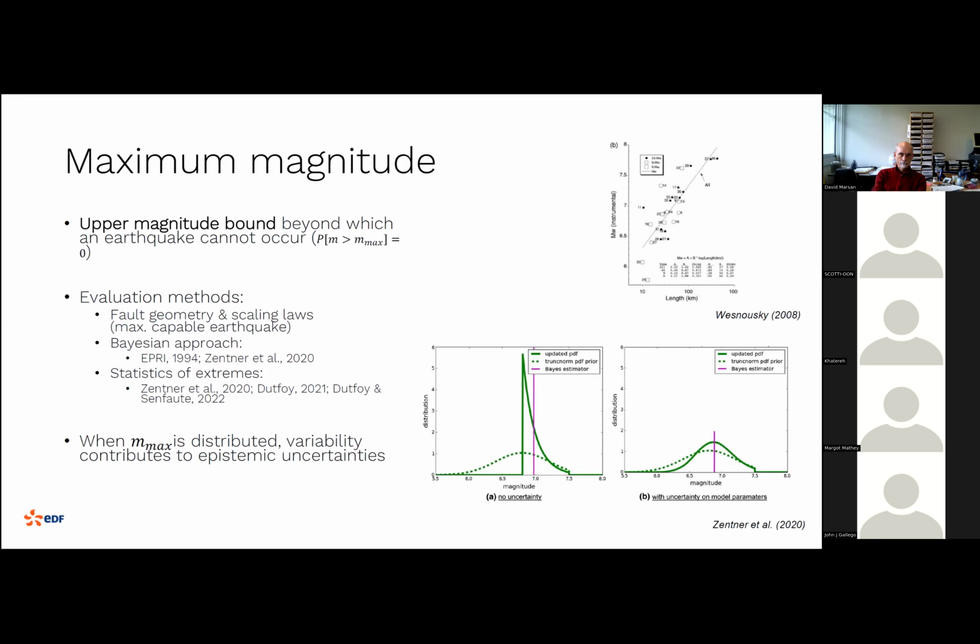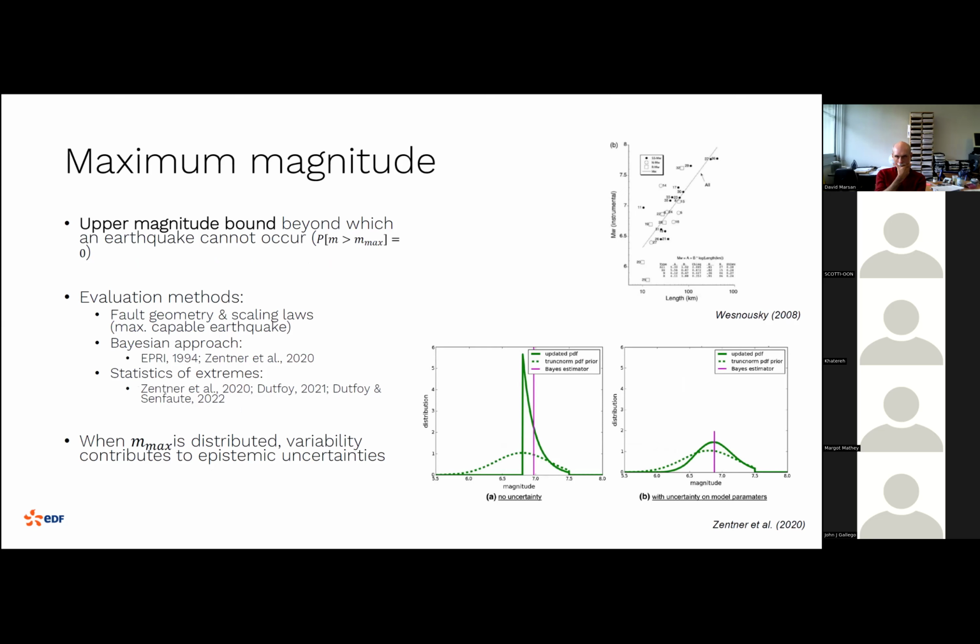I'm already long, so we'll continue rapidly. For the maximum magnitude, we have to decide for each source what is the adapted upper bound beyond which an earthquake cannot occur. And for this purpose, there are several approaches, several possibilities, or maybe you can combine them actually.